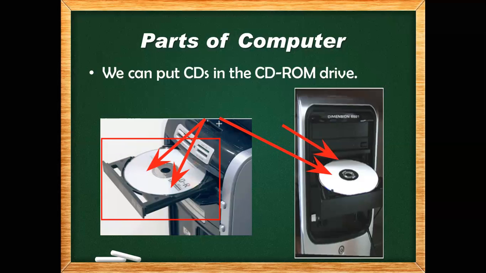So we see that the first thing is we have to press the small button. When we press the small button, the tray will come out from the system unit. Now, when the tray comes out, what do we have to do? The second thing is we have to put the CD on that tray. Okay. So we are done with two steps. We can put a CD in the CD-ROM drive.